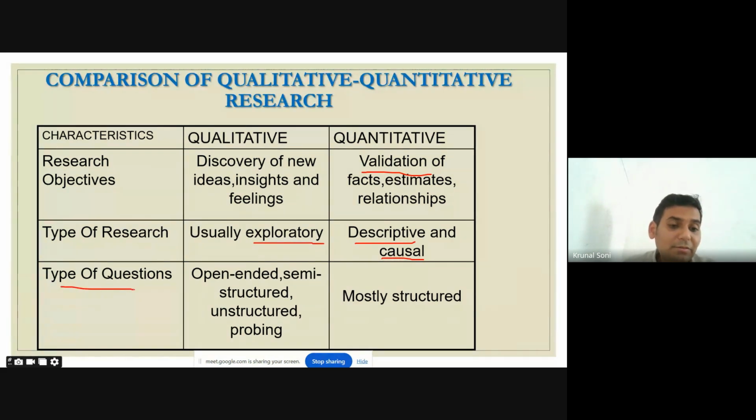Now, the types of questions that need to be asked as far as qualitative research is concerned. Usually in qualitative research, we must ask open-ended questions. Sometimes semi-structured and unstructured questions need to be asked, but mainly, if you are going for qualitative research, the basic type of question we need to ask is open-ended. And if you are going for quantitative research, it is mostly structured questions, right?